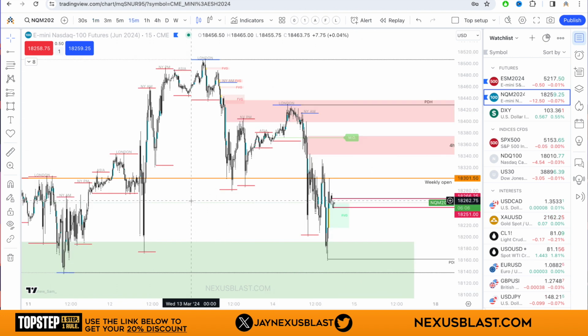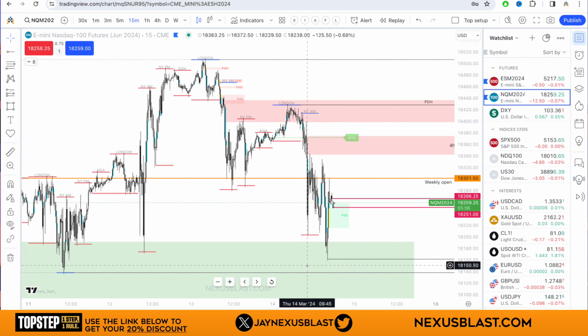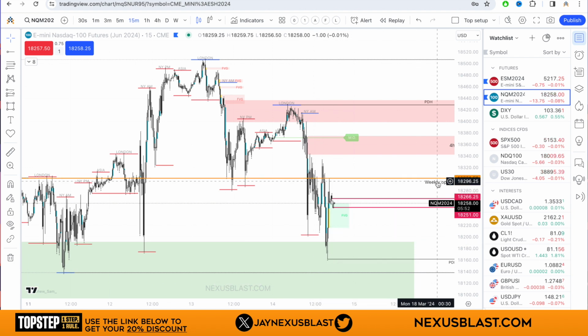Now this may seem like a lot of information, but when you're looking for a setup, trying to take a long in these red areas is going to be lower probability, and then taking shorts in these green areas is going to be lower probability as well. Also, remember that the weekly open acts as a true premium and discount for the entire week. So it acts as an extra confluence to be taking some shorts above this level and to be taking some longs under the weekly open level.